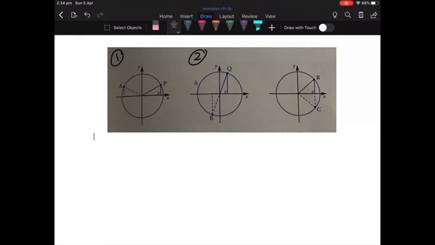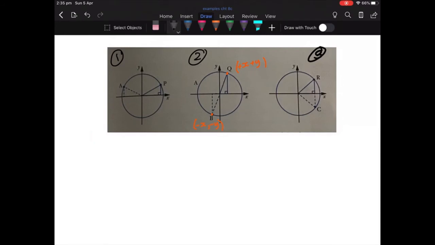If we have a look at the second one here, same thing. If we look at this point and compare it to this point, over here we've got positive x and a positive y. Down here we've got a negative x and a negative y, which we know links to the cosine of theta and the sine of theta. So point Q is positive cosine of theta and positive sine of theta, and point B would be negative cosine of theta and negative sine of theta.